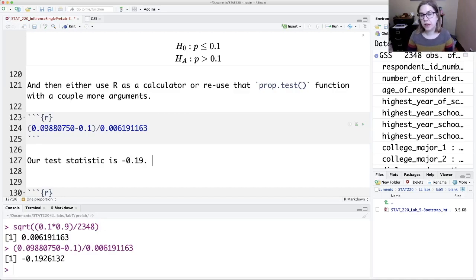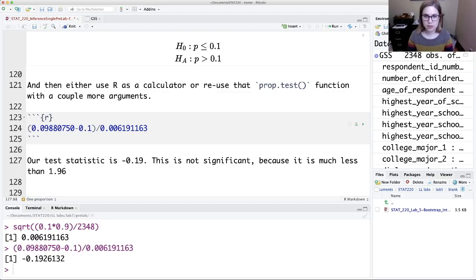And then you could just think about whether you think that's going to be significant or not. You could pause the video and make a guess. And I know this is not significant because it is much less than 1.96. So if we think about the normal distribution, it needs to be out in the tails either less than negative 1.96 or greater than 1.96. And this is very close to the middle of the distribution, so it's not going to be significant.